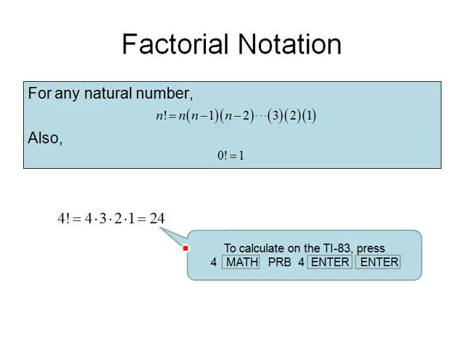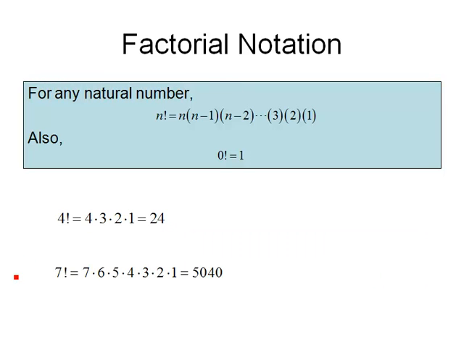To calculate this on a TI-83 graphing calculator, what you would do is you would put in the number that you're taking the factorial of, then you'll press the Math menu, you'll use your arrow keys to go over to PRB, and then you'll go down to the fourth choice, which is the factorial choice. Pressing Enter will paste that to your home screen. Pressing Enter again will actually cause it to calculate and give you 24.